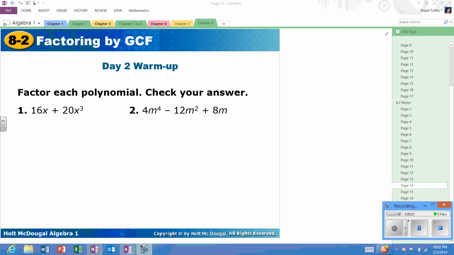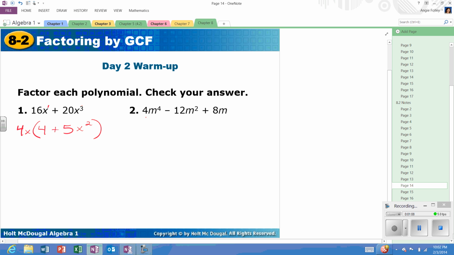Just ignore that. So we need to find the greatest common factor of 16x and 20x cubed. So between 16 and 20, the biggest number that I can pull out is a 4. And then in terms of the variables, we take the smaller of the exponents. So this one has an x to the 1, so I can pull out an x. So if I pull that out, I need to think, what can I multiply 4x by to get back to 16x? Well, it's just a 4. And then out of 20, I have to have a 5, because 5 times 4 equals 20. And then I need an x squared because I pulled out one of those 3's. So that is done being factored.